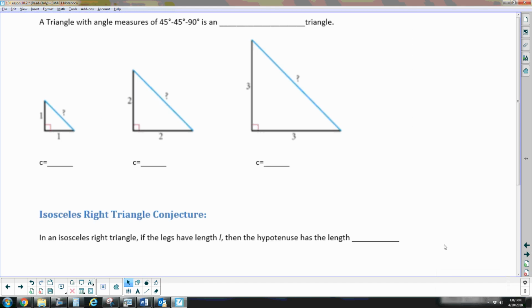So to start off, remember a triangle with measures 45, 45, 90, where these two angles are the same measure and it's a right triangle. That's an isosceles right triangle.